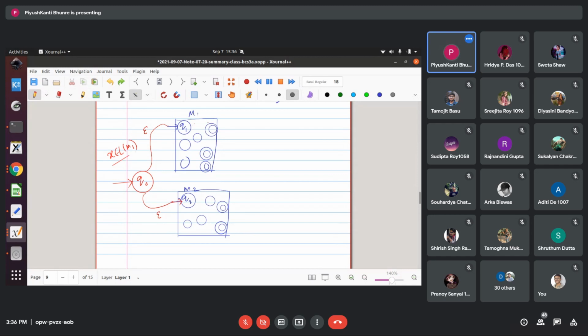So whatever final states in M1 and M2 are there, I put those in my new machine also. Okay, so this is my new machine.